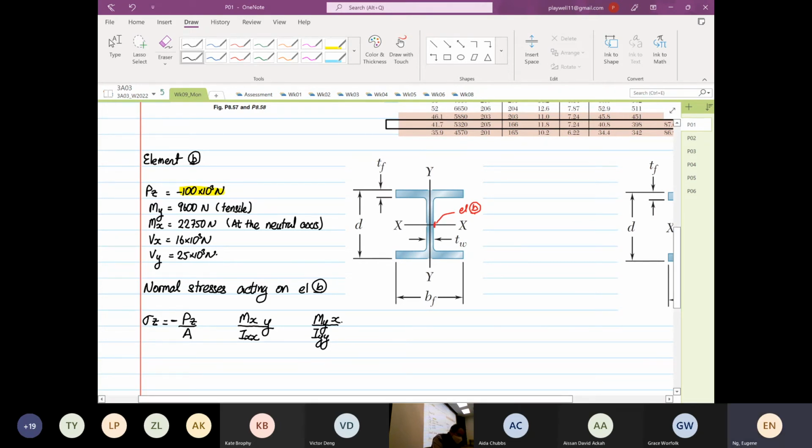Now moment about x is 22,750. However, the element is at the neutral axis. So if you look along the x-axis, the element is on the neutral axis, so there's no y distance, so this is equal to 0, because the y value is equal to 0. So this term basically can be struck out. And then moment about y is going to be in tension.